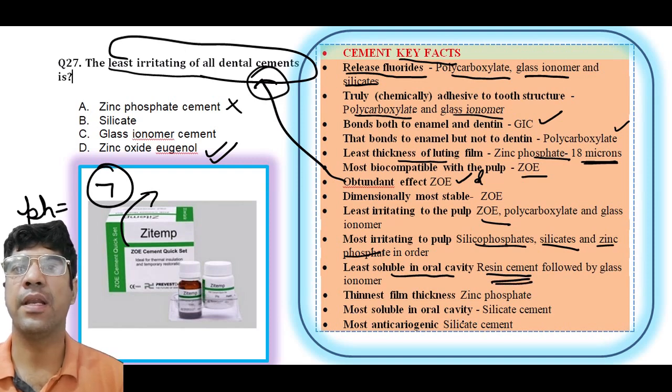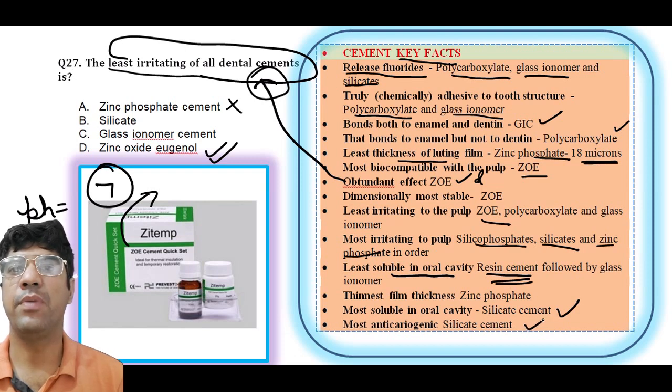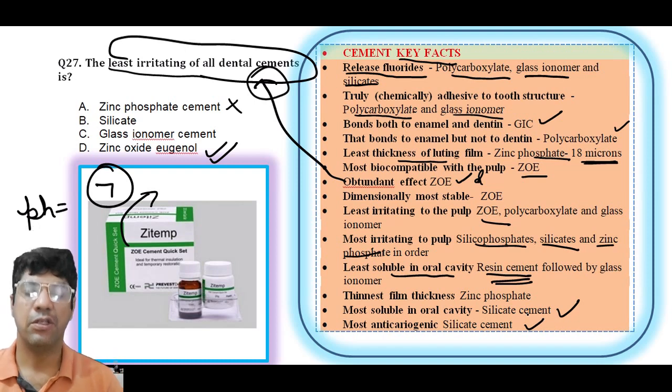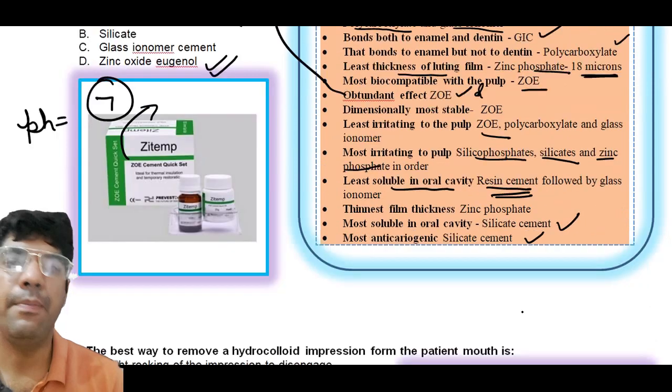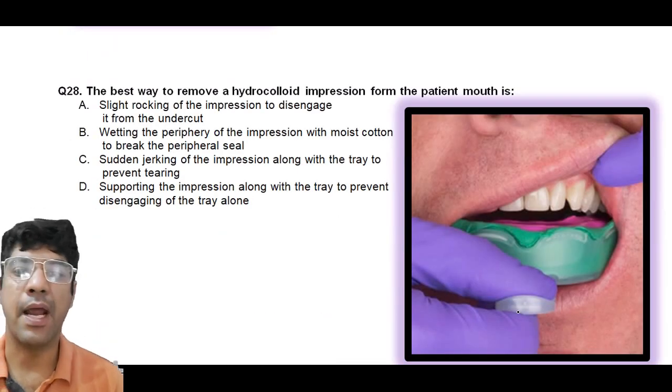Least soluble in the oral cavity is resin cement. Most soluble cement is silicate, and most anti-cariogenic is silicate cement. So remember all these values from your entrance point of view. Many questions have been asked in your entrance regarding this.